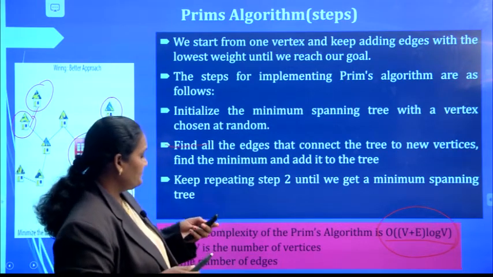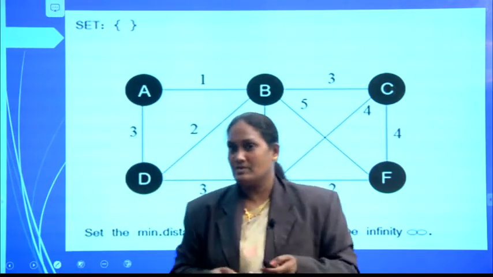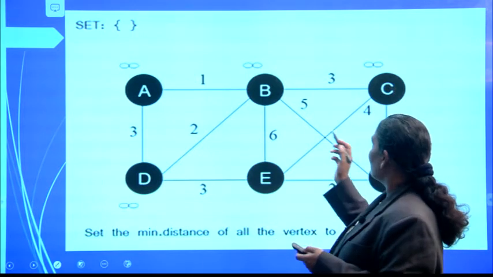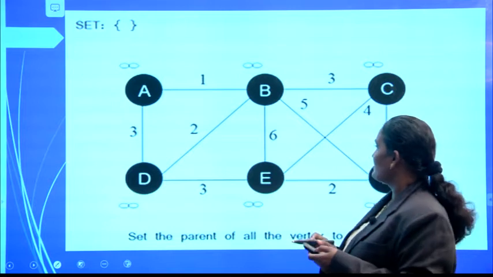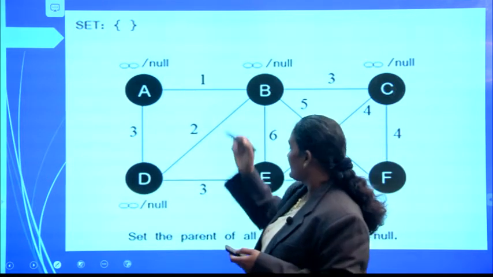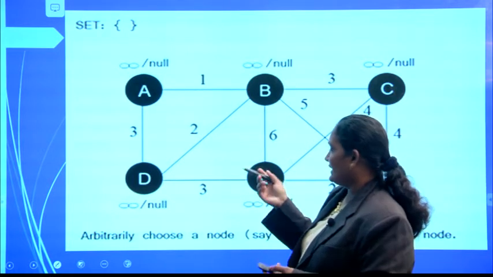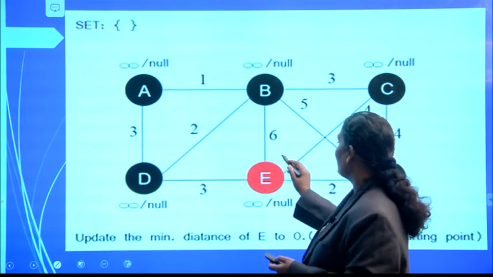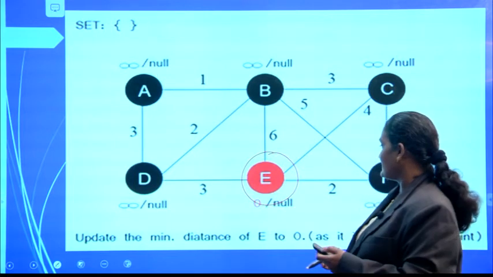Now let us see the process of Prim's. Here I represented the process of Prim's. First we initialize all the vertices with infinite. Now I am going to select one vertex randomly. Let us choose this vertex. We selected this vertex randomly.